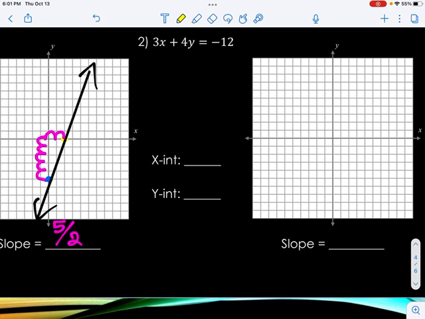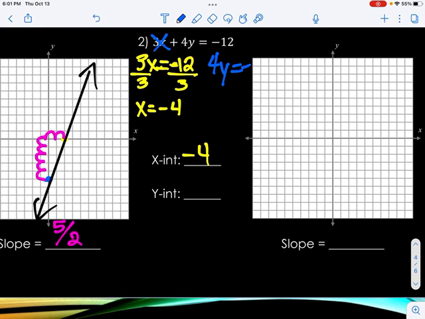So on this one, we're going to find the x-intercept first. The first thing I do is plug 0 in for y, and I get this equation: 3x is equal to negative 12. I divide by 3 to both sides, so x is equal to negative 4. Then I come back, and now I want to find the y-intercept. To do that, I plug 0 in for x, and I solve this equation: 4y equals negative 12. So I divide by 4, so y would equal negative 3.